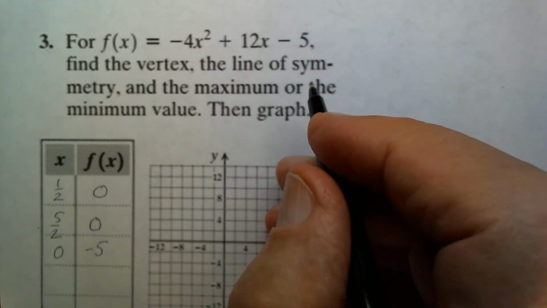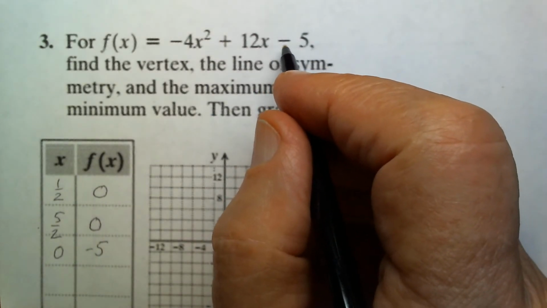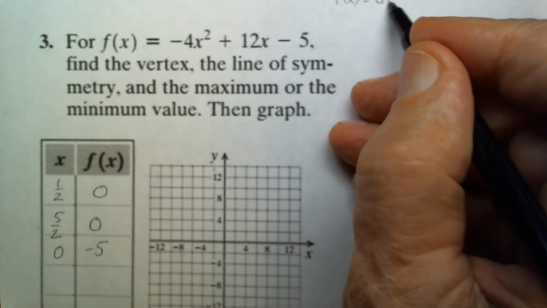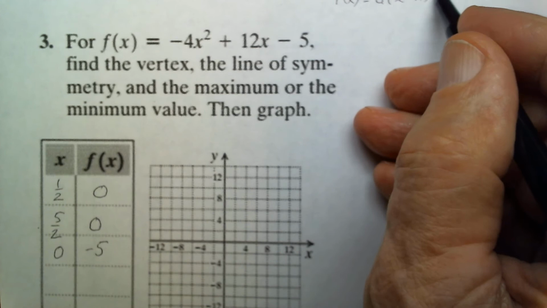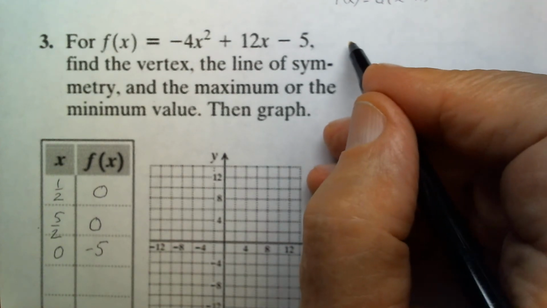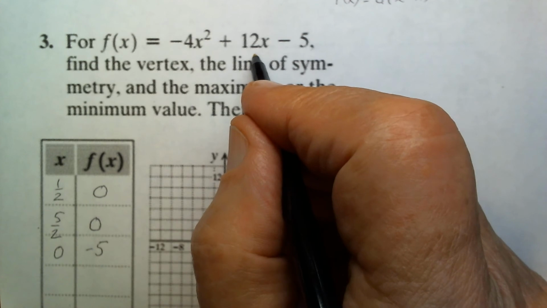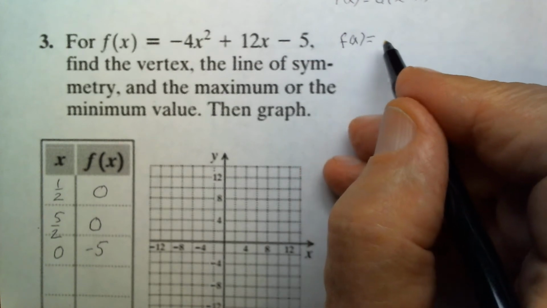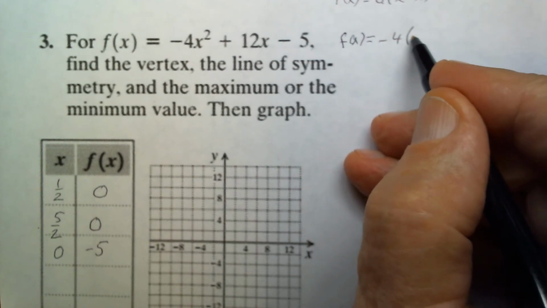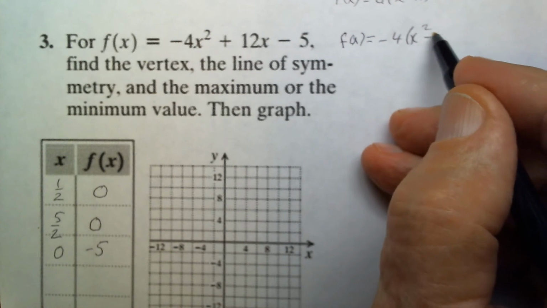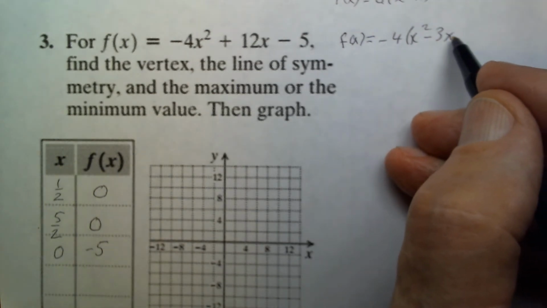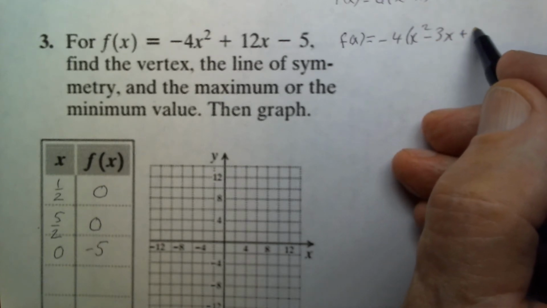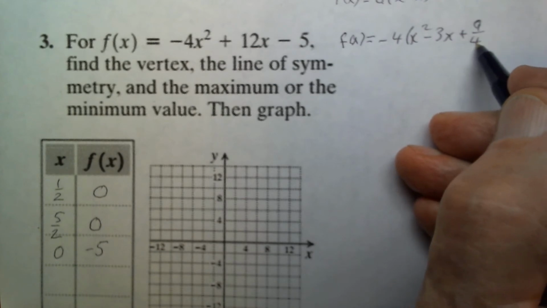And again, here we want to rewrite the quadratic function in the form of f of x equals a times x minus h squared plus k. So we look at the first two terms, we factor out a negative 4. So f of x equals negative 4 times an x squared minus 3x. Now we're completing the square by dividing minus 3 by 2 and squaring it. That gives us 9/4. 3/2 squared is 9/4.